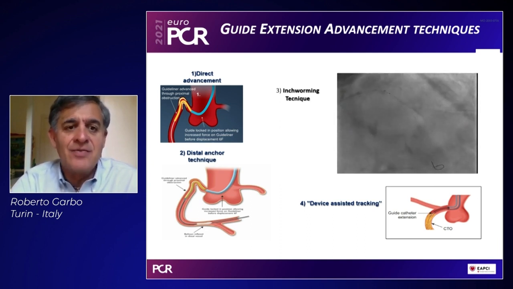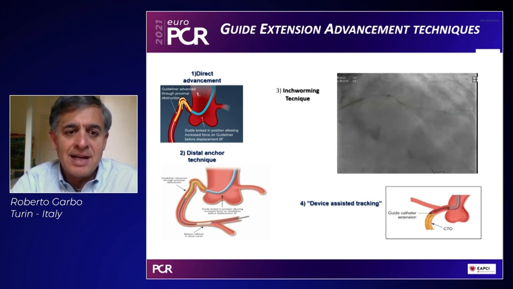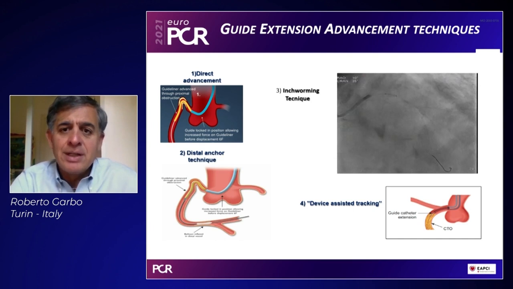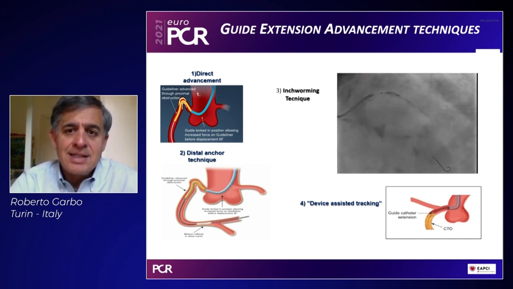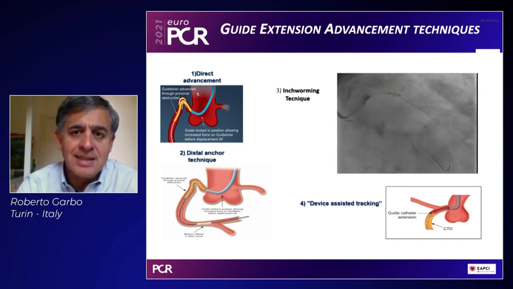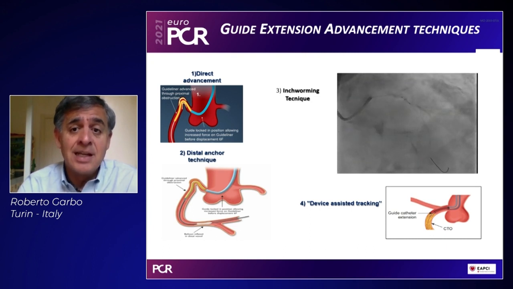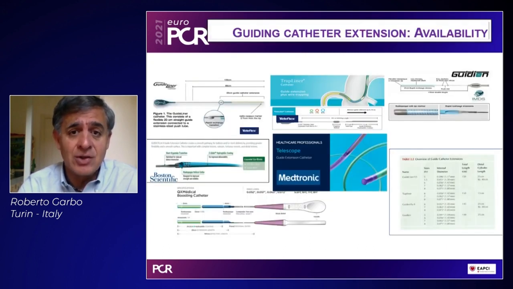The first is direct advancement, and the second one is the distal anchoring technique. But I think the most useful is the so-called inchworming technique that you can see on the video. It is a sort of help with the balloon. You inflate the balloon near the guide extension, and then you deflate the balloon. After that, you can push your guide extension, and this is really useful to reduce the risk of complications, of damaging the coronary artery, and to make it easier to push our devices inside the coronary artery.